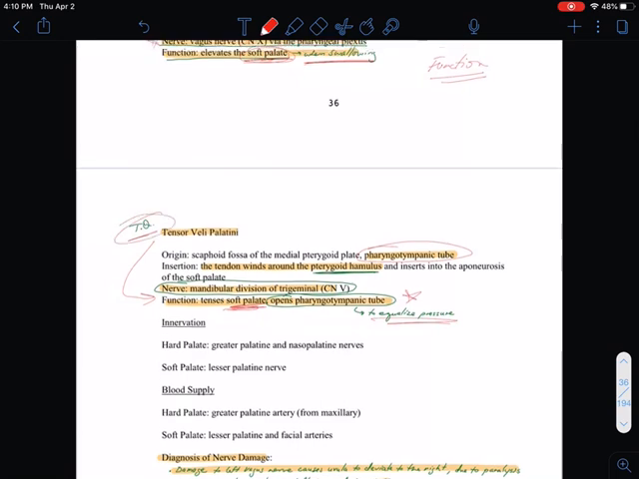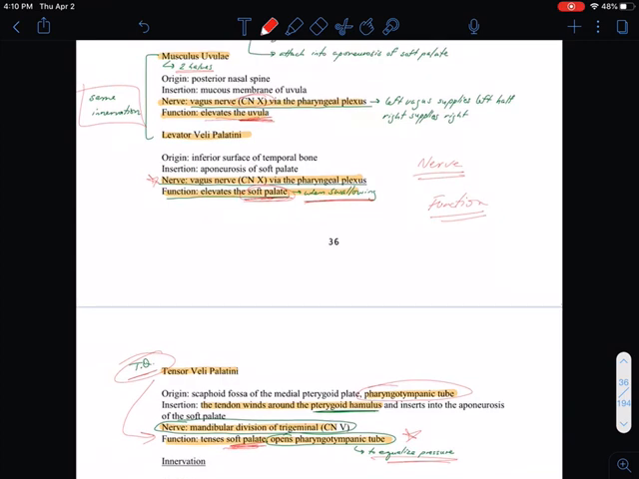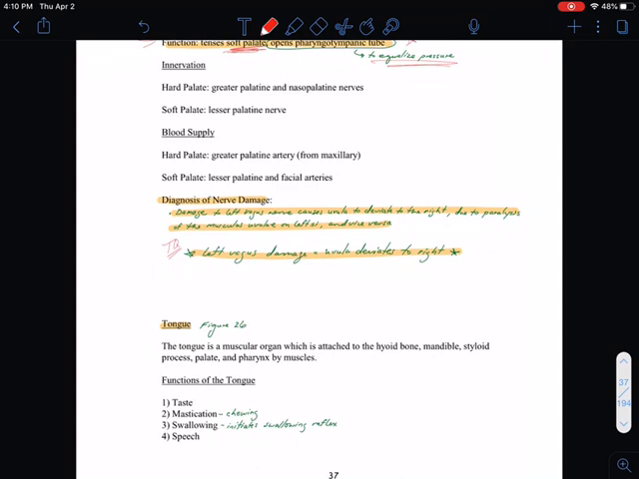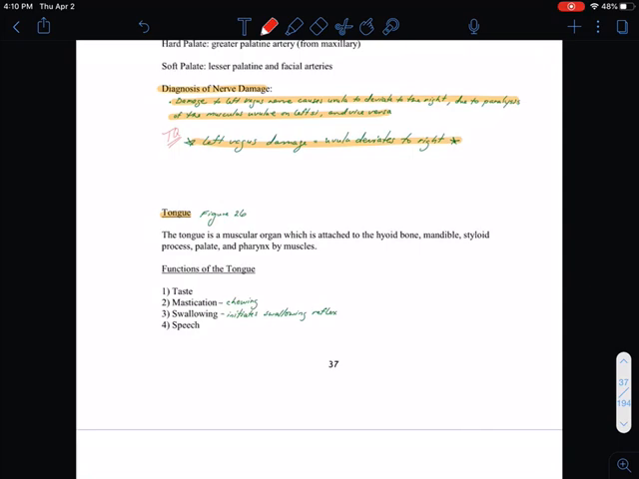We saw this as a test question in our exam, but this whole muscle section can definitely be tested over for you guys. Again, muscles, focus on nerve and function. So, innervation and blood supply, not super big. We will talk about this here though, diagnosis of nerve damage.